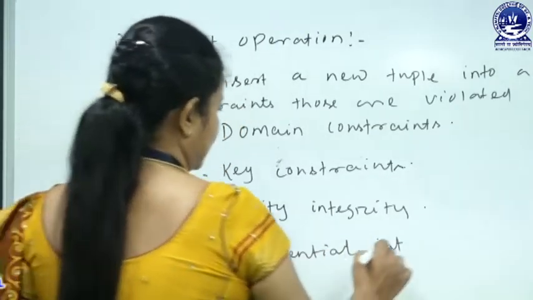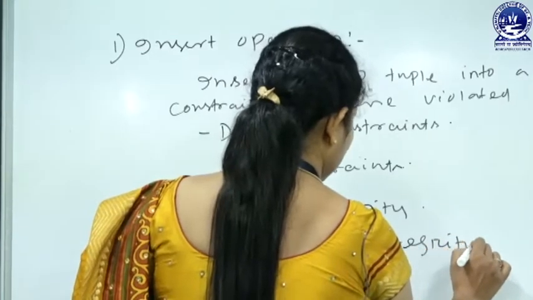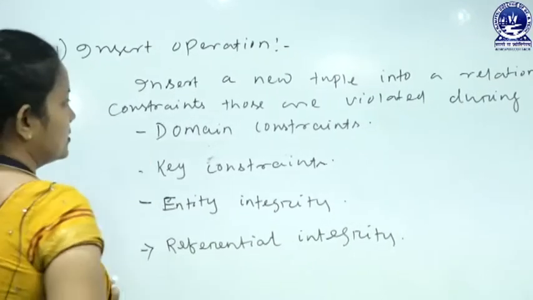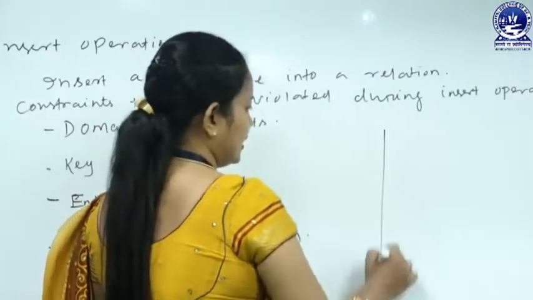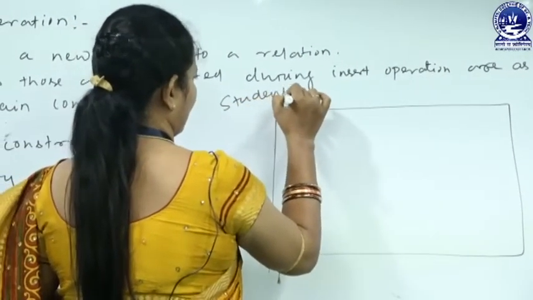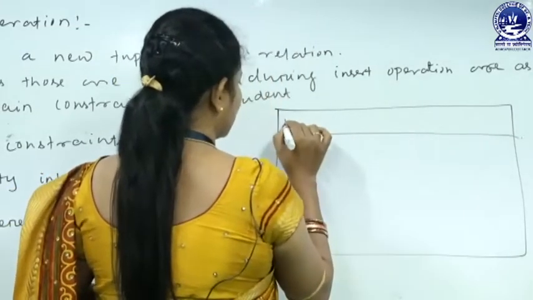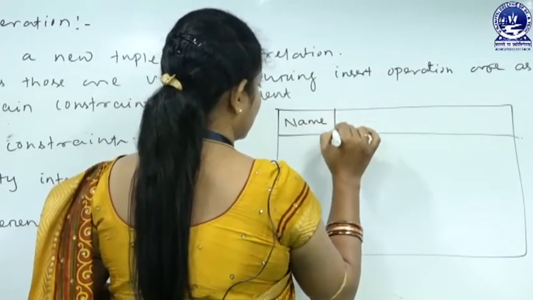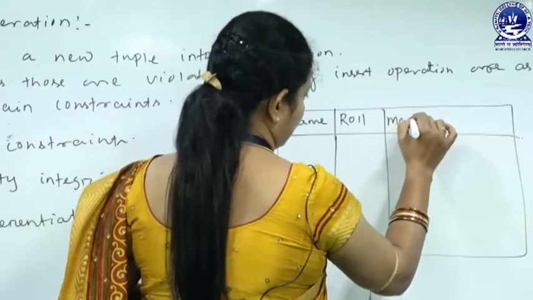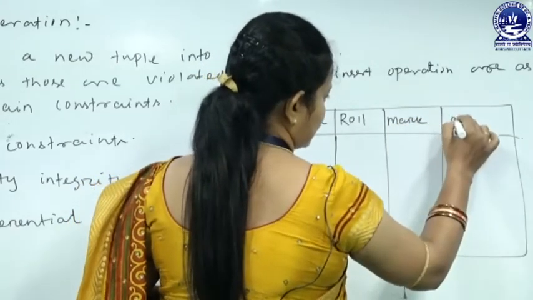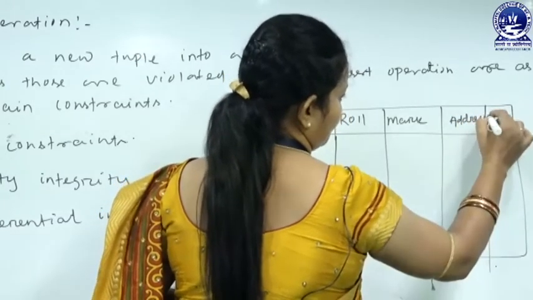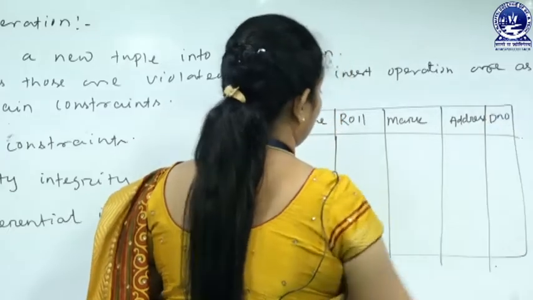So, let us discuss with one example how these constraints are violated during the insert operation. In case of domain constraint, suppose we have a student relation having attributes student name, student roll, mark, address, department number.